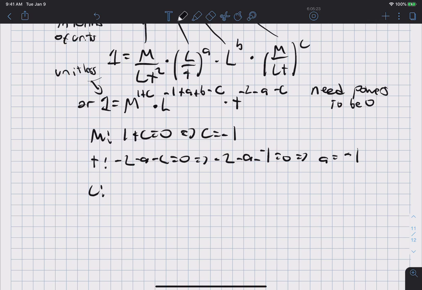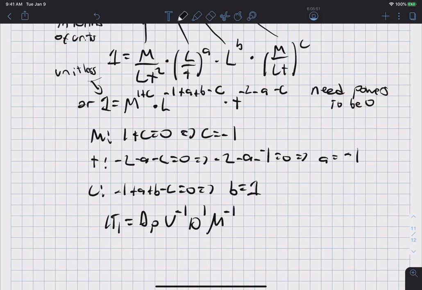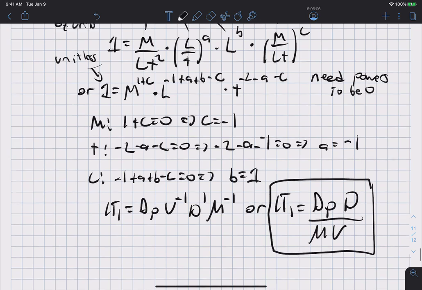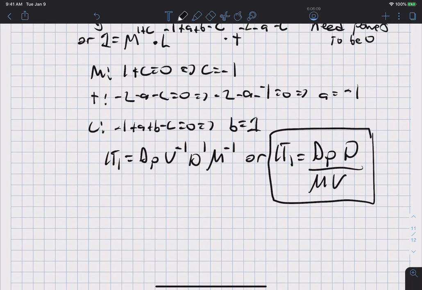And then for the length, we have minus 1 plus a plus b minus c is equal to 0. And if we solve that, we get that b is equal to 1. So now we know all the powers. Then we have pi1 is equal to delta p times v to the minus 1, d to the 1, mu to the minus 1. Or pi1 equals delta p times the pipe diameter over mu v. Now for the second pi group, we do the same thing.